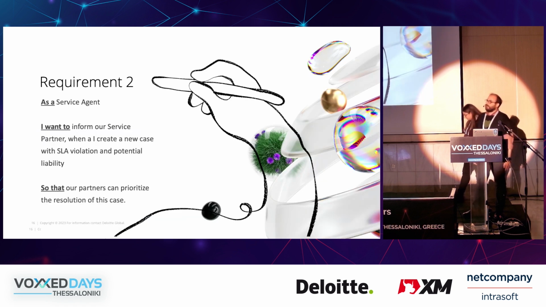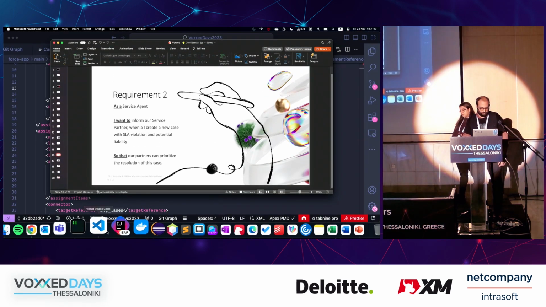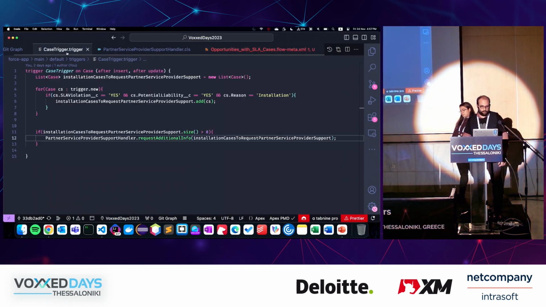So for the second requirement, it will be a little more complex, in that we open a case, and we see that there is an SLA violation and potential liability. So we want to inform an external system, our partner's API that provides our service capabilities, that we have this client with this case, and you need to take this case into high priority consideration. So I will just switch back to VS Code.